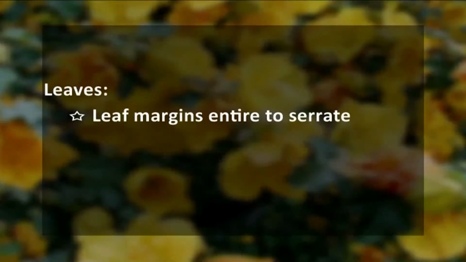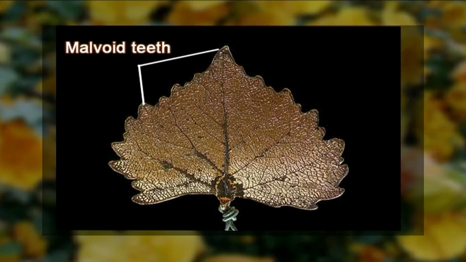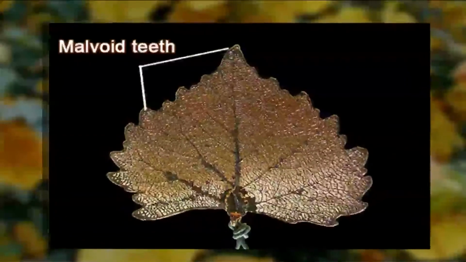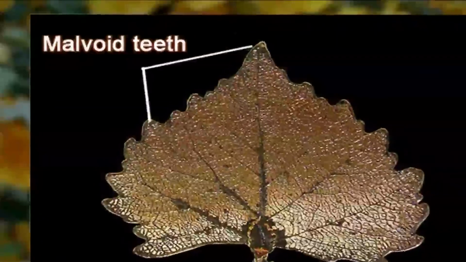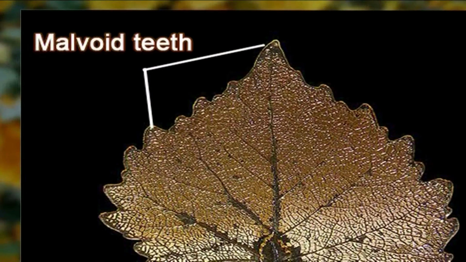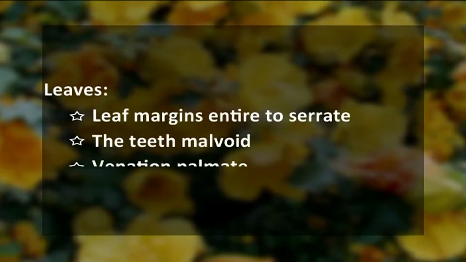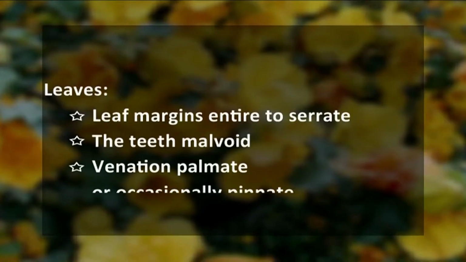The leaf margins in the case of Malvaceae leaf are either entire or they can be serrate. The teeth here are of a characteristic type called malvoid. What is this malvoid type? It is where the major veins are unexpanded and they end at the tooth apex. The venation in the leaves in case of Malvaceae is palmate.